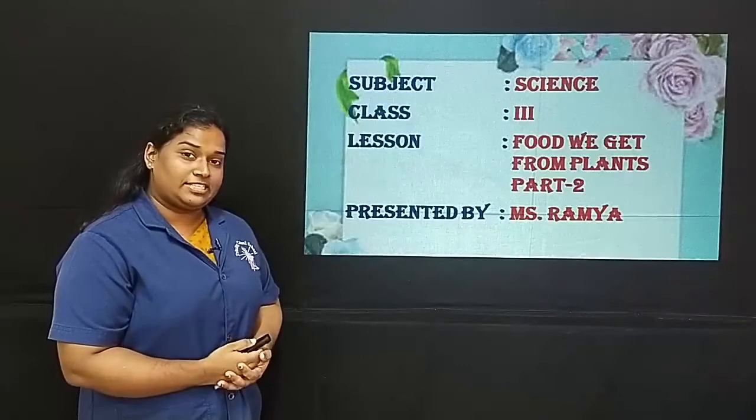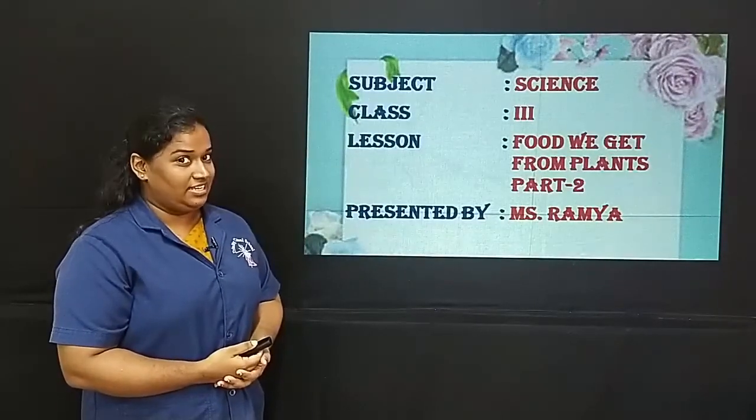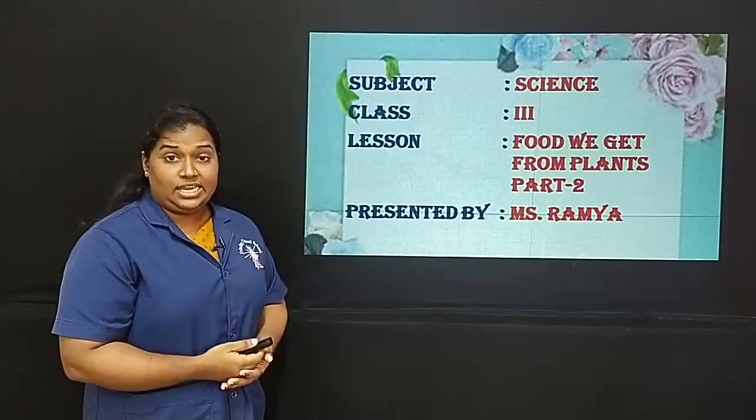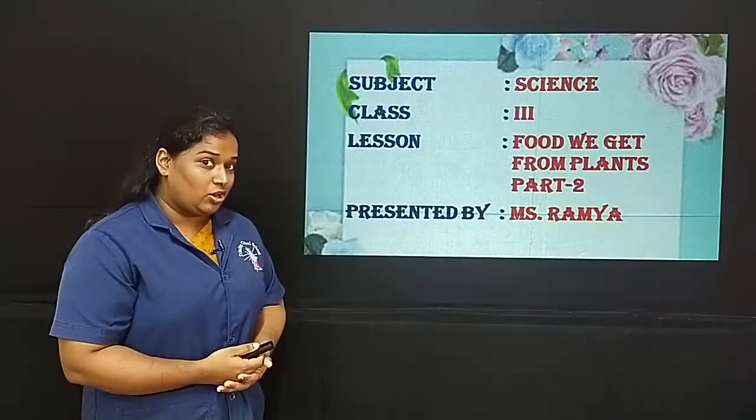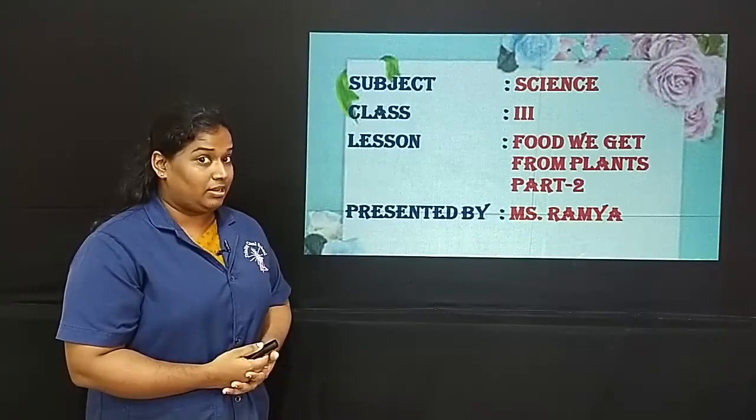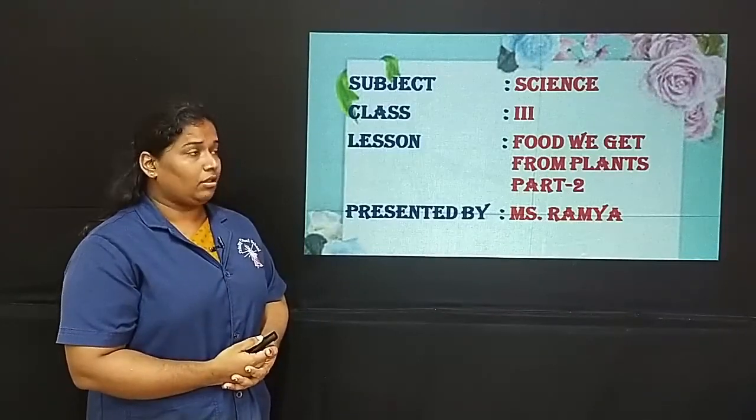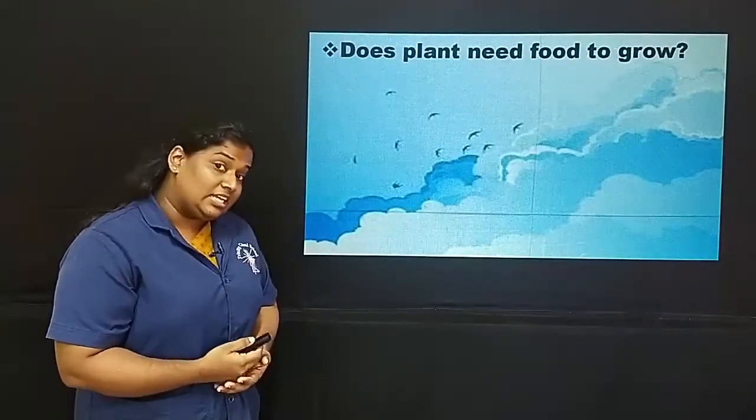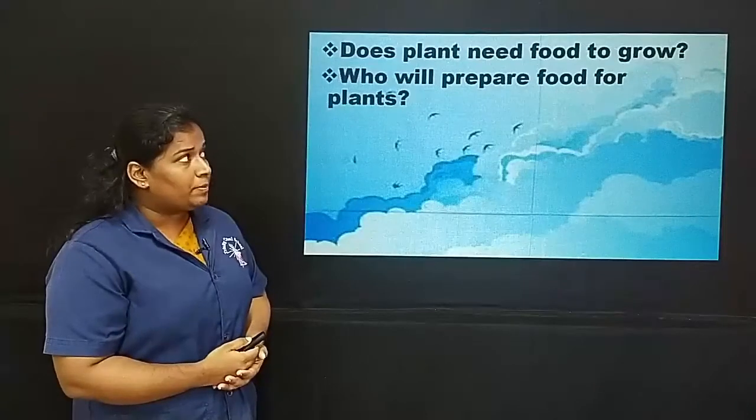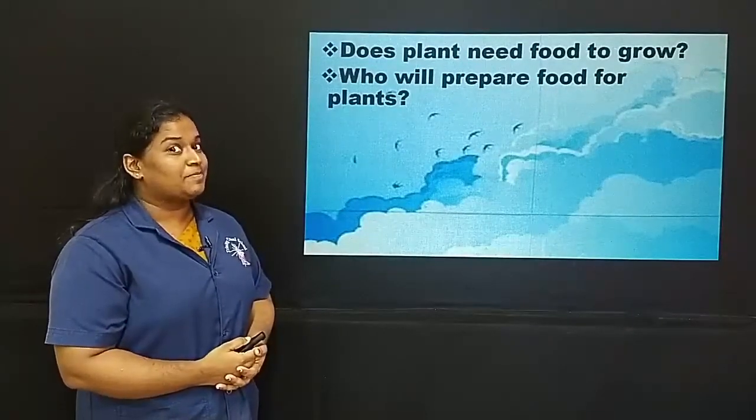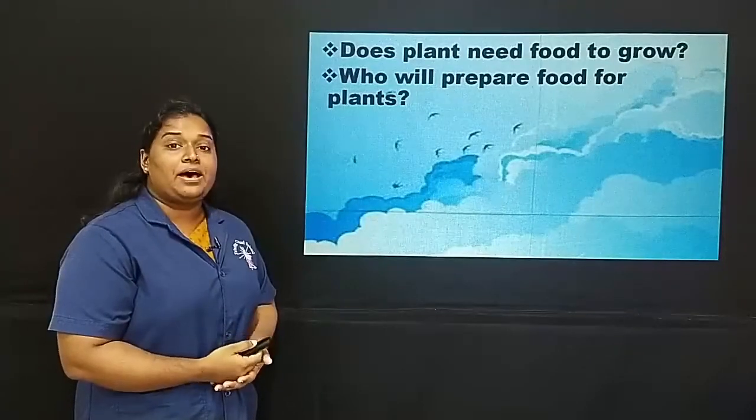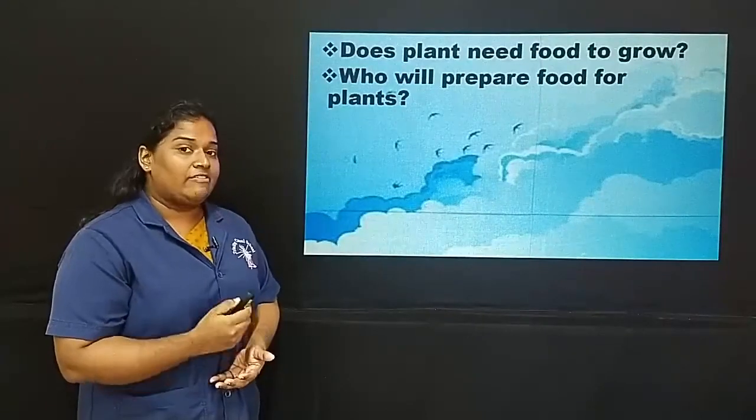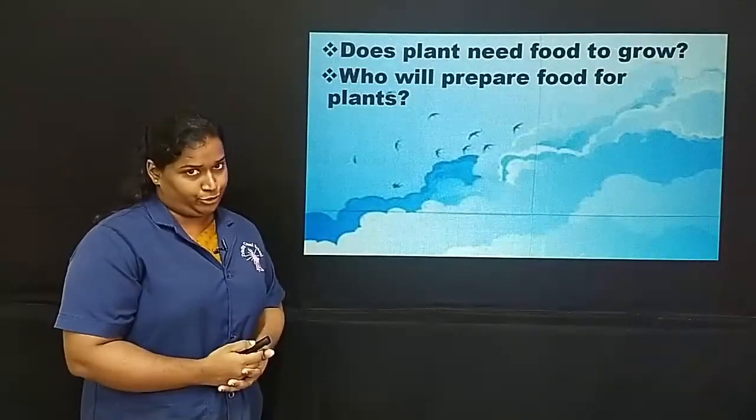What have we learned in our previous class? Yes, we have learned different types of plants which we can see around us. These types are formed based on the size of the plants as well as how they grow. Now, to grow, do they need food? Yes, they need food. Then, who will prepare food for plants? Very good. Plants prepare their own food. Plants are the only living things which can prepare their own food.